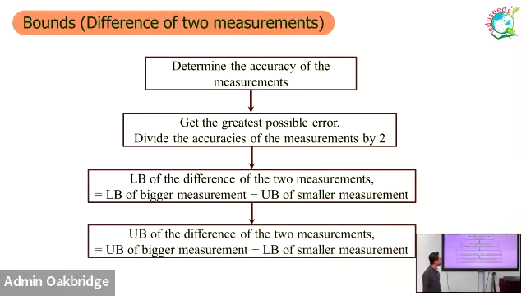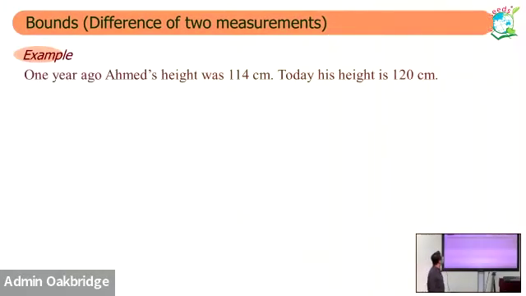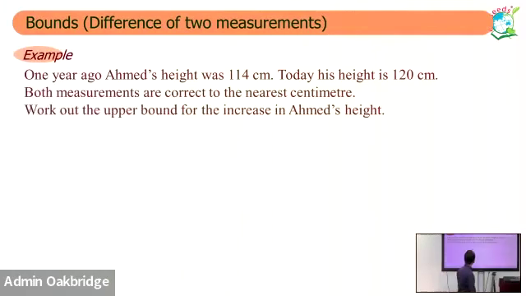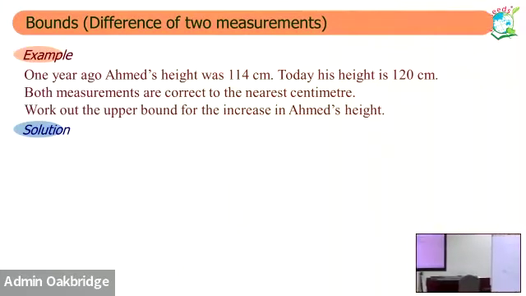And then you want to get the upper bound of the difference of 2 measurements. For this one, you should take the upper bound of the bigger measurement minus the lower bound of the smaller measurement. Later I will explain further about this one. So let's see this. 1 year ago, IGMAT's height was 114 cm. Today the height is 120. Both measurements are correct to the nearest centimeter.